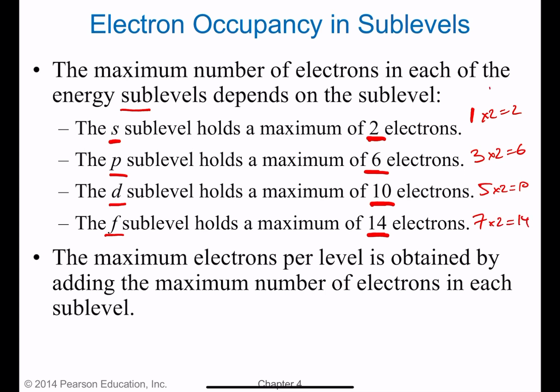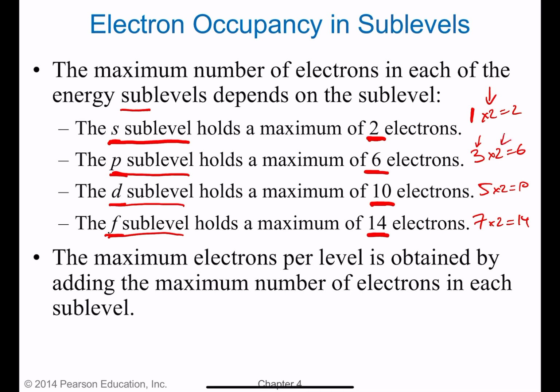And then the times 2, we'll get to that in a minute because apparently it's not on this slide, but it is on the next slide, so I'll just show you that. Each little spot can hold 2 electrons, and here there's 3 little spots on the P sublevel, and each one can hold 2, and that's how we get to 6. But the maximum number of electrons per level is basically obtained by adding the maximum number of electrons in each sublevel.